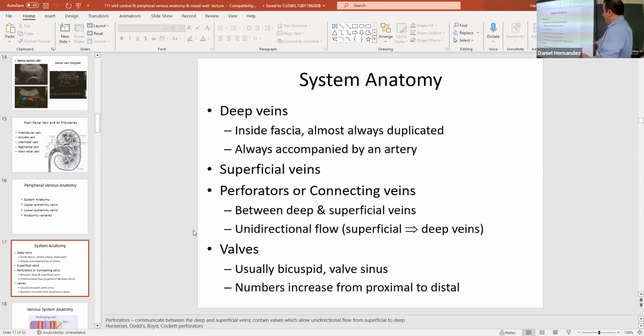And then another thing that differentiates veins from arteries are these valves. These valves are usually bicuspid, meaning they have two leaflets to that valve. And then the number of the valves will actually increase as you move more distally. So the further you get away from the heart, when you're talking about a vein segment, the more valves are going to be in that vein.